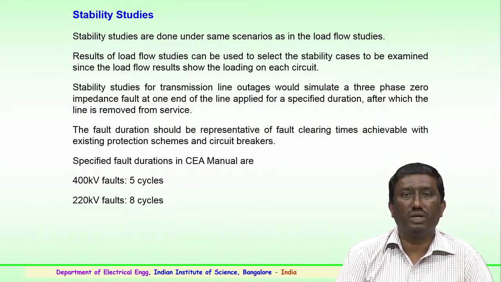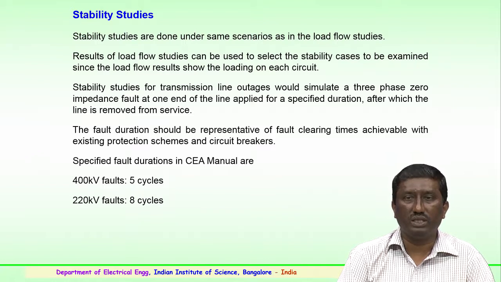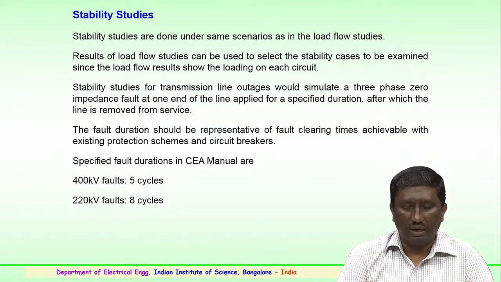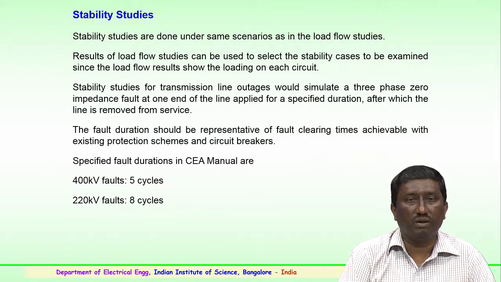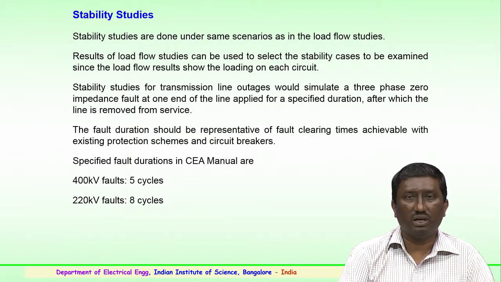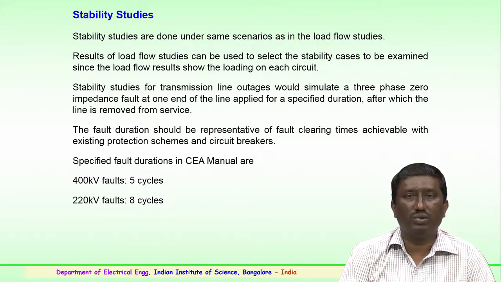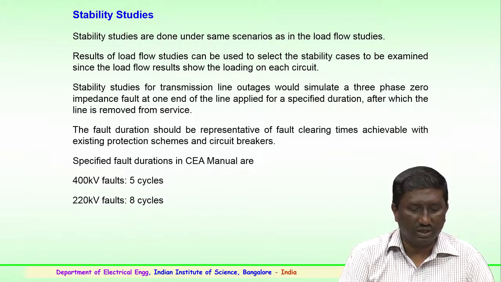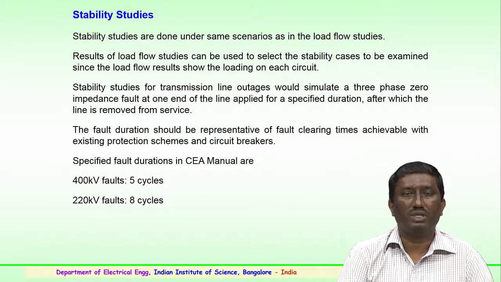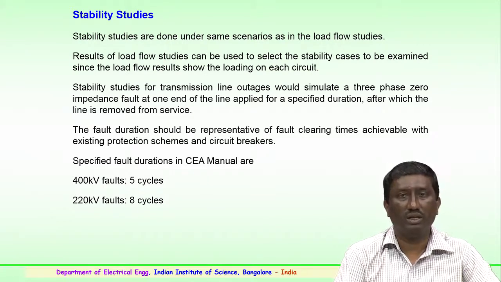The fault duration should be representative of the fault clearing times which could be achieved with the existing protection scheme and with the available circuit breakers, isolators and many of these equipments which are installed in the substation. The specified fault duration as per the Central Electricity Authority manual in the country for 400 kV faults should not exceed 5 cycles. In case of 220 kV faults, it should not exceed 8 cycles. So, these are the prescribed limits as per the guidelines of the Central Electricity Authority in the country.